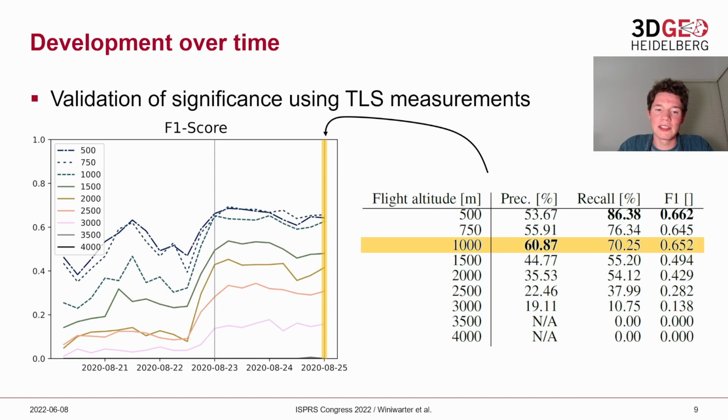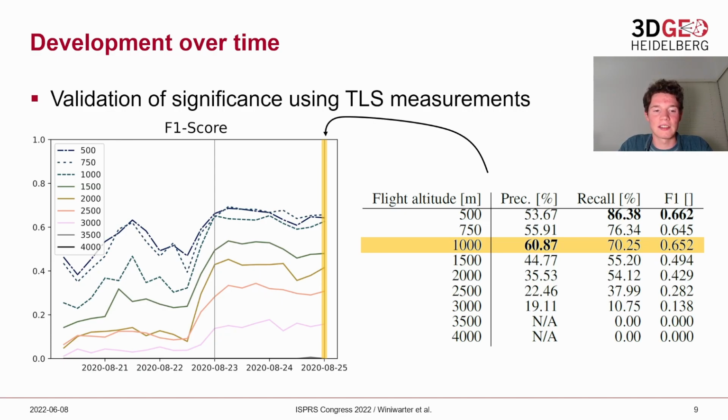We can also simulate this over time and see how we can validate the result. And in this case, we use the TLS measurements as a validation measure, where we use the Kalman filter to test for significant change. And then we can calculate the F1 score with the results obtained from the airborne laser scanning simulation for different altitudes.